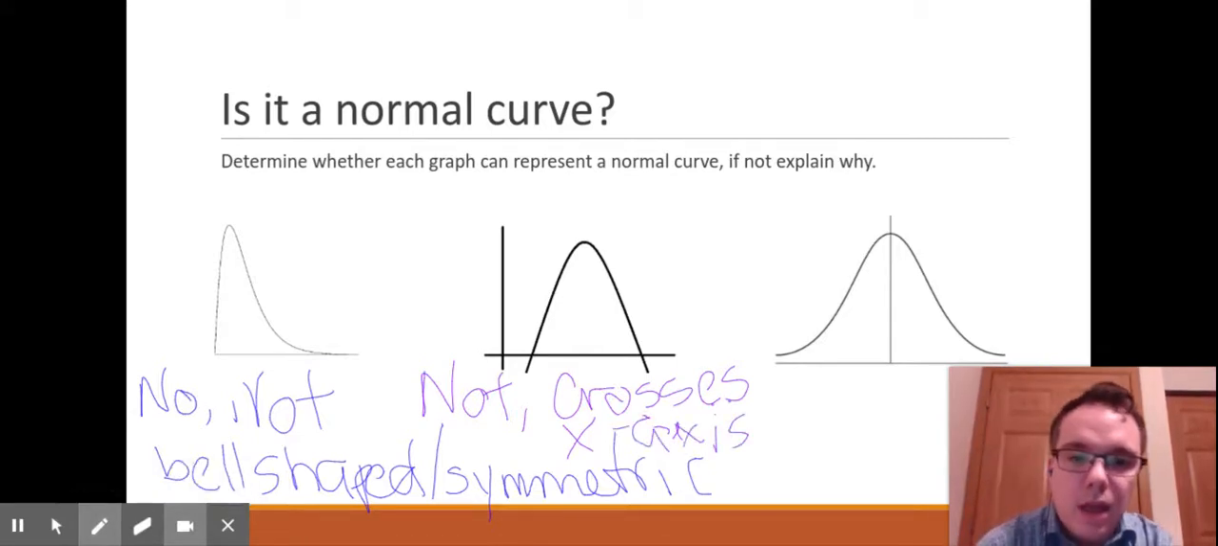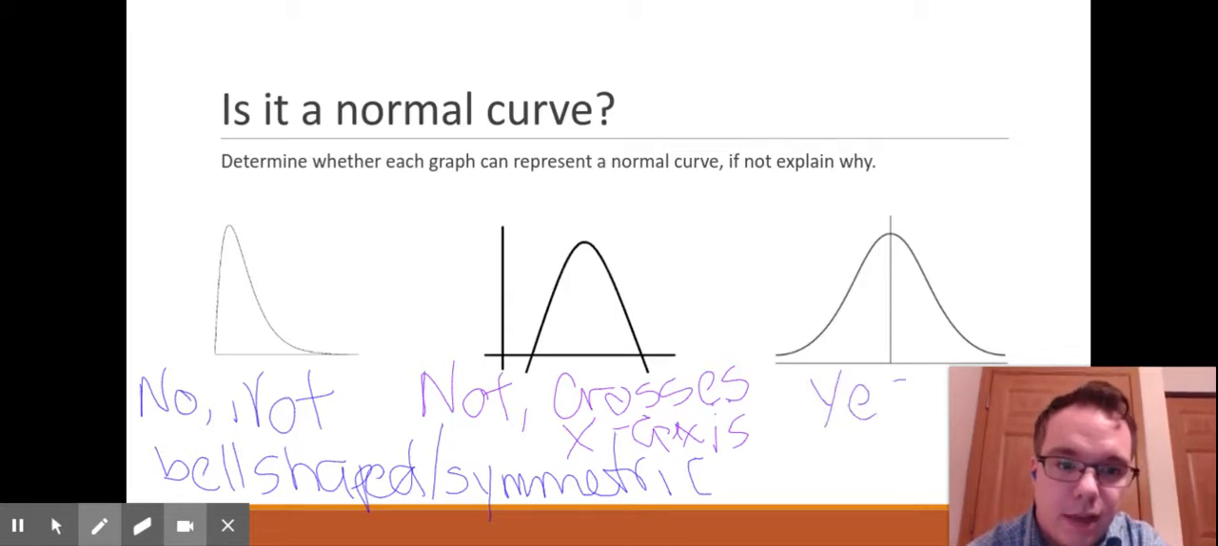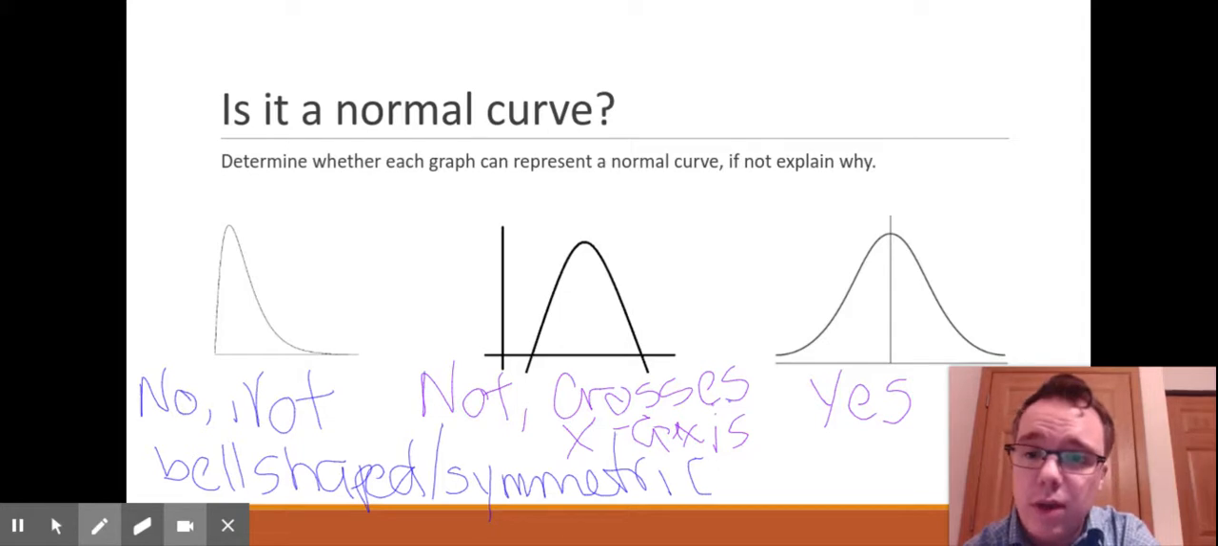All right. The last one, if we look at it, is bell-shaped. It approaches the x-axis. It's symmetrical. So this one is, in fact, a normal distribution. So we just have to say yes. Basically, when we're looking at normal distributions, we just have to make sure it's symmetrical, it's bell-shaped, that it doesn't cross the x-axis, and that it approaches the x-axis, which the third one does. The second one crossed the x-axis, so it's not. And the first one is not bell-shaped or symmetrical.